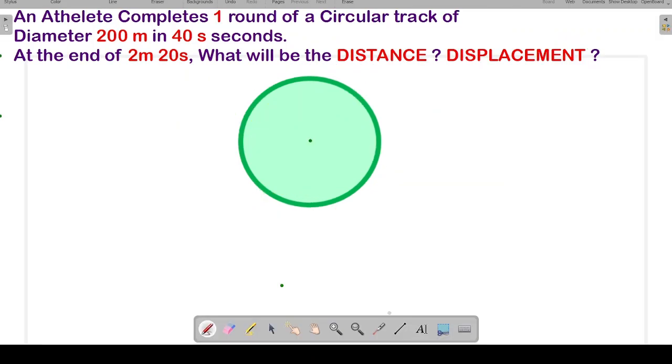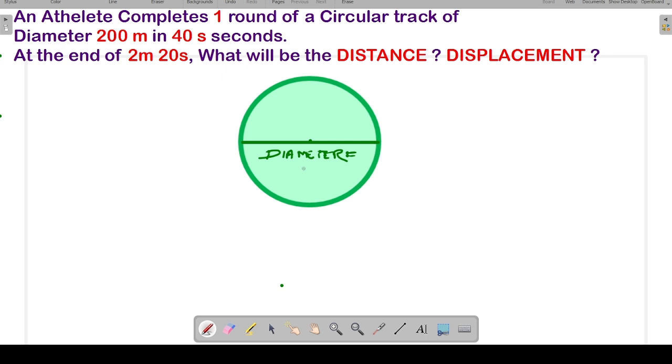So today we will see and solve a numerical based upon the concept of displacement and distance. So here a circular track is given whose diameter is 200 meter, right? And an athlete is running around the circular track and completes one round in 40 seconds. We need to find at the end of 2 minutes and 20 seconds what will be the distance and the displacement covered by the athlete from the starting point.